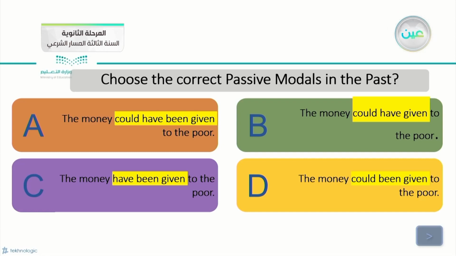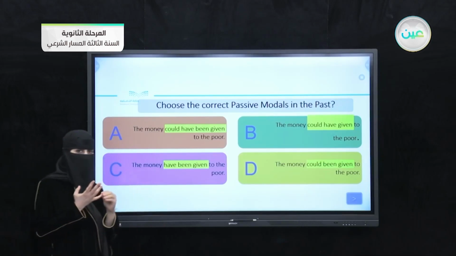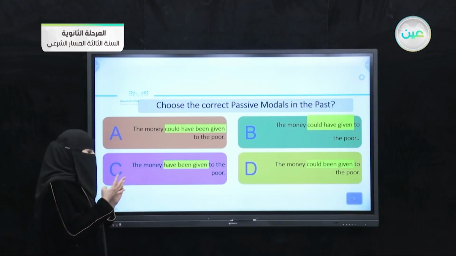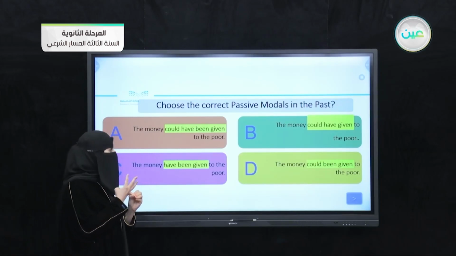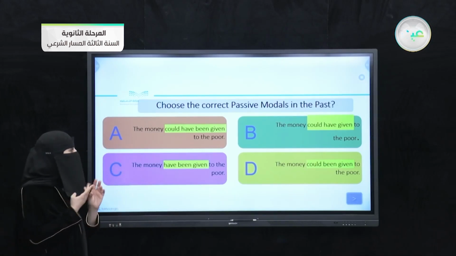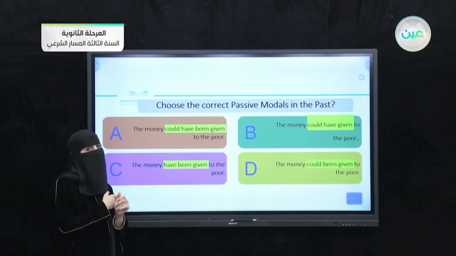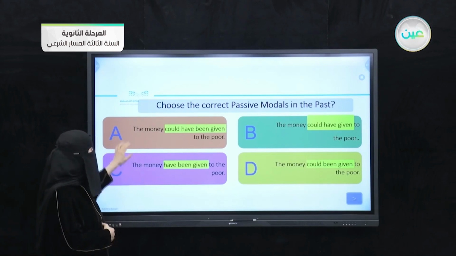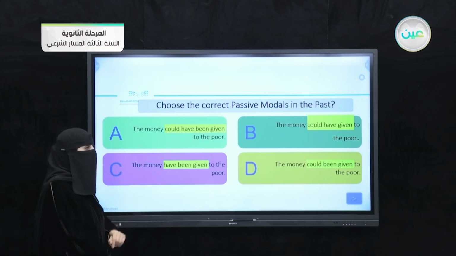But in our situation, the passive modals, we should notice that the structure of it becomes modal plus have plus been plus the verb in the past participle. And from those four, we notice that number 1, or letter A, is the correct one.